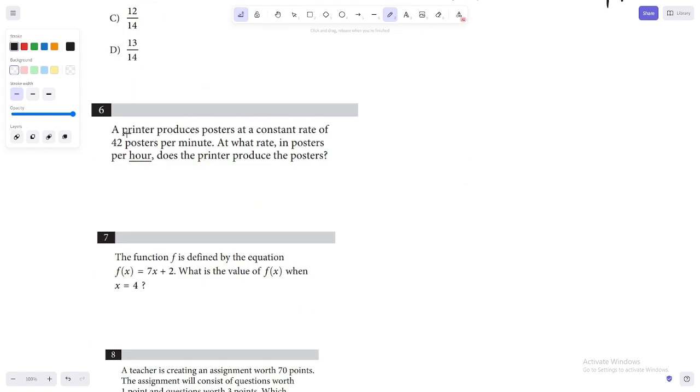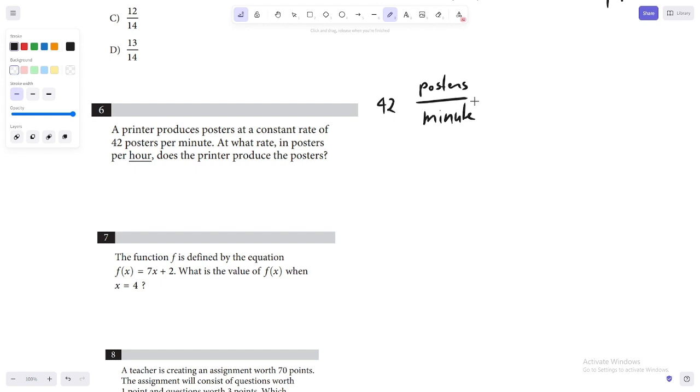Alright, question number 6. A printer produces posters at a constant rate of 42 posters per minute. At what rate in posters per hour does the printer produce the posters? So, I will show you a very simple way of doing unit conversions. And it is this. So we have 42 posters divided by minute. So we have 42 posters per minute.